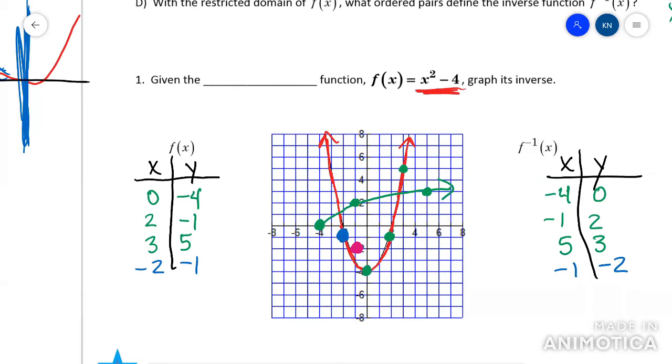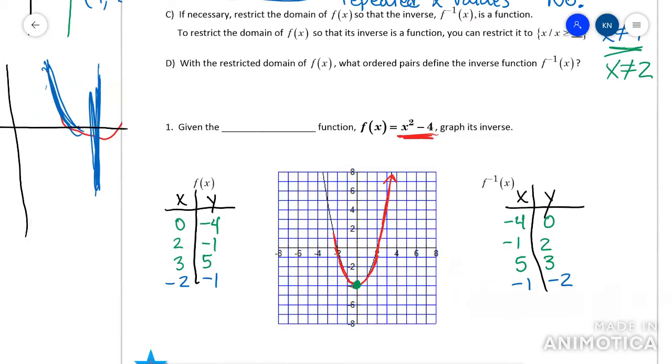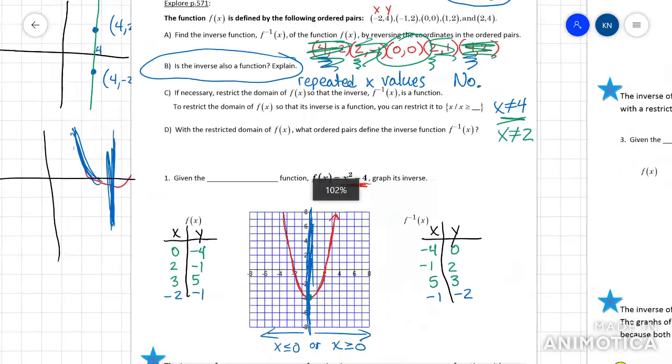So basically what you do is you look at your original graph, which is this red line, and you find the vertex here, this green dot, and you say, okay, I'm going to cut it at that vertex. And so you either want everything this way, which would be everything less than or equal to 0, or you want everything this way, which is everything greater than or equal to 0. I hope that kind of made sense. But basically, if you have repeating x values, it's not a function, so you would have had to restrict the domain by cutting it in half.